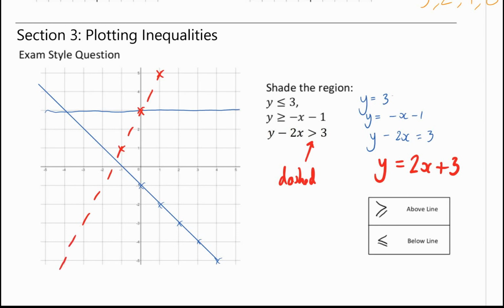Now I can actually shade the region. To do that, we're going to use what's down here. Whenever you've got a greater than sign, that means you're above the line. Whenever you have a less than sign, that means you're below the line. Here it does not matter if it's equal to or not.